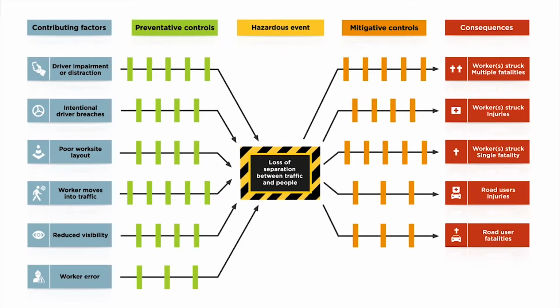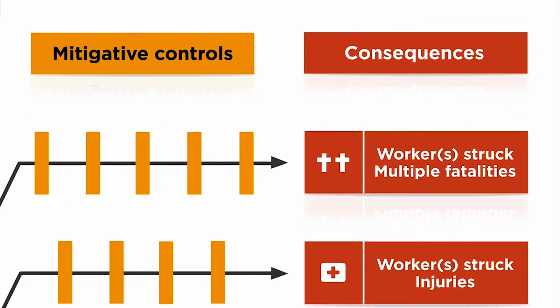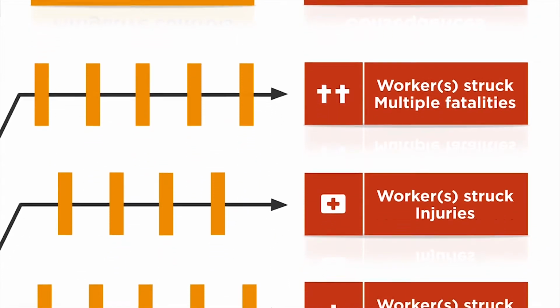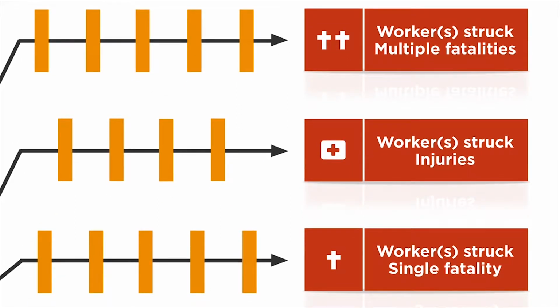Mitigative controls are located on the consequence paths of the bow tie. Mitigative controls cannot stop the event from happening, but they can reduce the severity of the consequence. In our example, truck-mounted attenuators do not prevent a vehicle entering a worksite, but may absorb the impact, thereby protecting the workers and reducing the severity of possible outcomes.